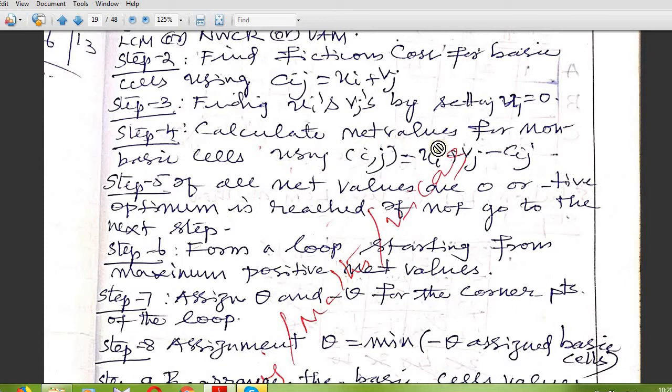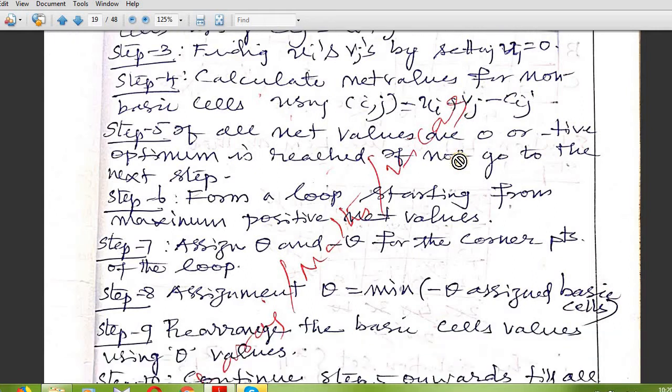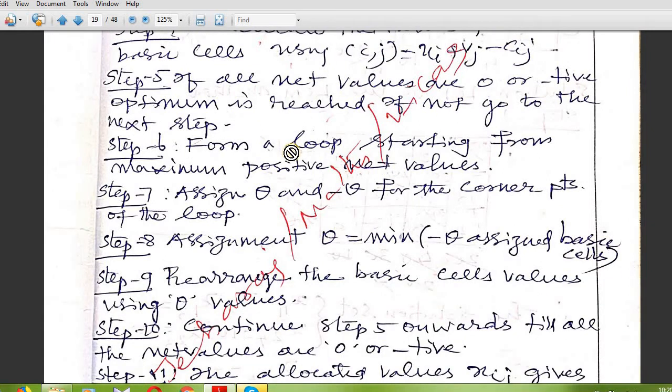For that, we have to calculate the net values using this formula: Ij equals ui plus vj minus Cij. So net values for non-basic cells we have to find out. Then step number 5: check whether all the net values are 0 or negative. If all the net values are 0 or negative, then our optimum is reached.